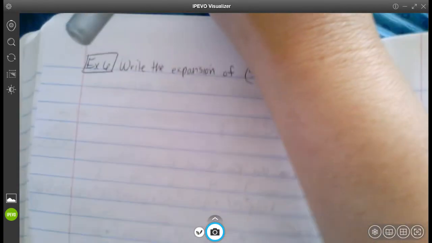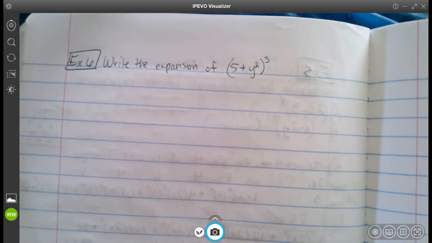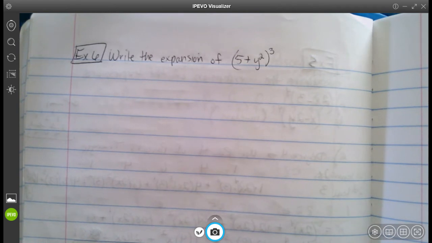Actually, we're going to just do one more because of the time. And these are not too bad. It's just, I don't want to spend 40 minutes on this. So number 6, write the expansion of (5 + y²)³.